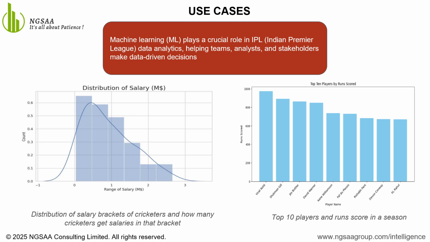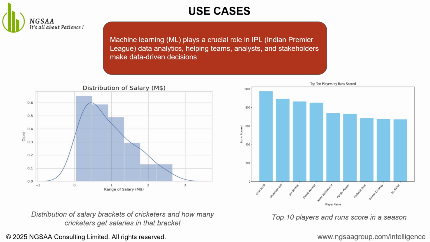1. Distribution of salary brackets of cricketers in the left graph. This graph analyzes salary distribution among IPL players. Highlights which salary ranges are most common and how many players fall within each bracket. Useful for franchises to identify market trends in player salaries. Agents and players to understand salary expectations. Auction strategy to optimize team budgets.